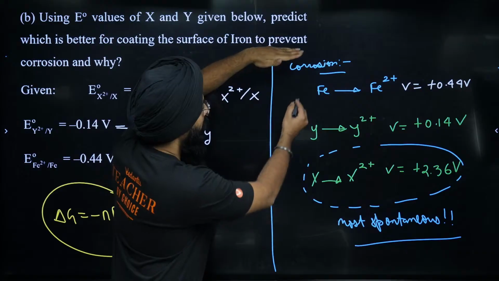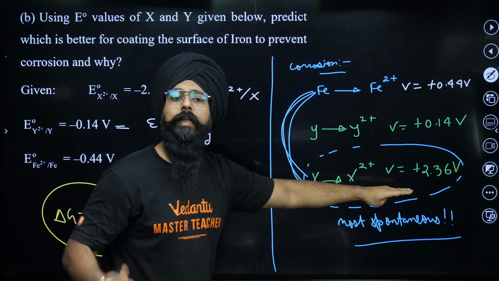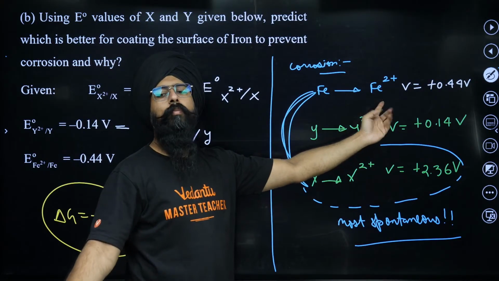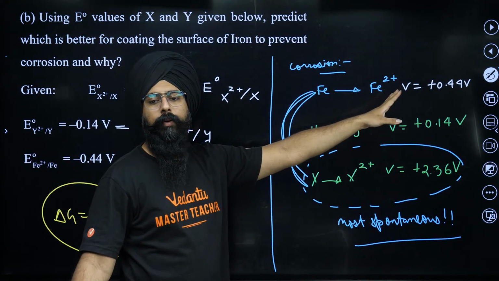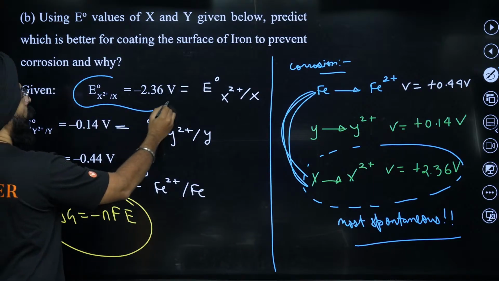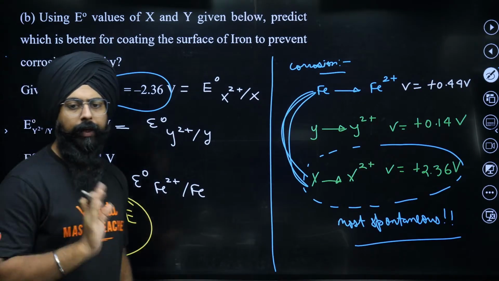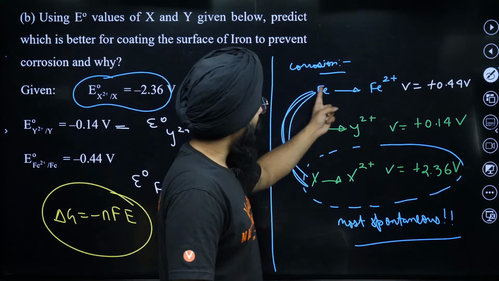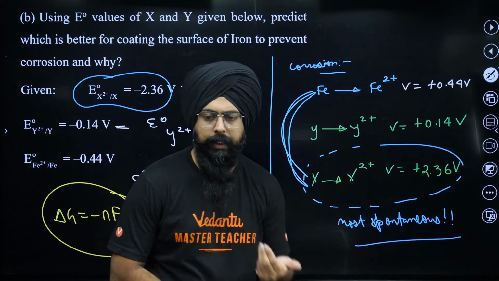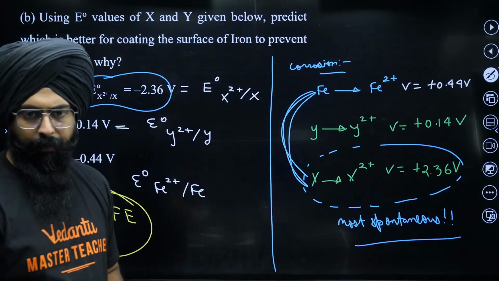But when I combine iron with X, now X process is easier to do. So this process will happen, but the iron corrosion process will not happen. Okay, so this is why we should use X for coating the surface of iron. To stop iron from getting oxidized, we put X because that gets oxidized easily. So that stops the iron from getting oxidized.